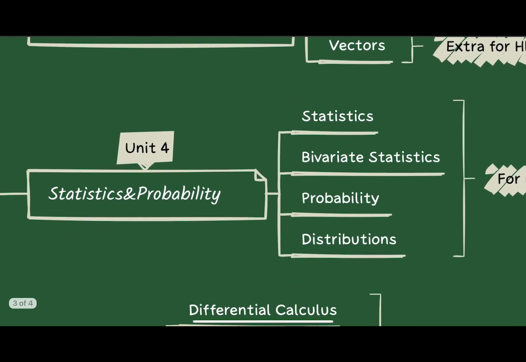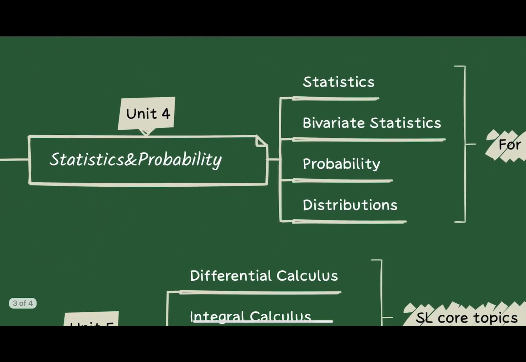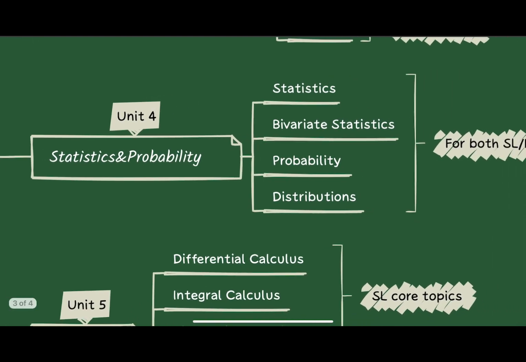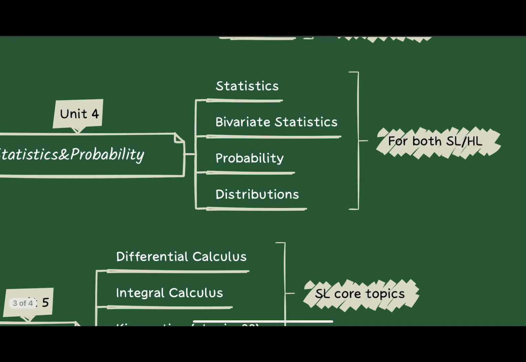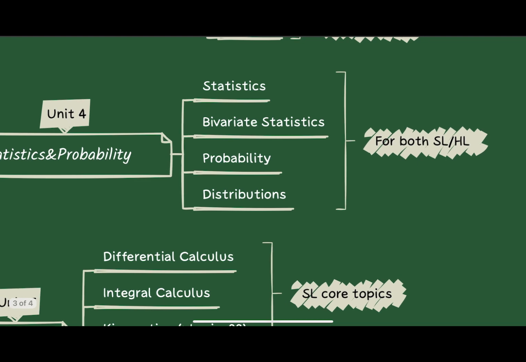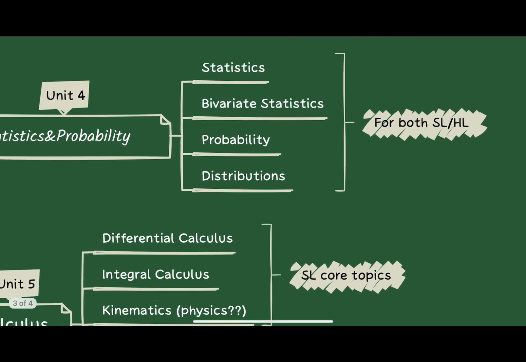Then unit 4, statistics and probability. I believe this is a relatively simple topic. For both SL and HL students, you're going to overcome these 4 core topics. Even though the number of topics for SL and HL is the same, for HL students, you're going to have some extended contents from each of these 4 topics.